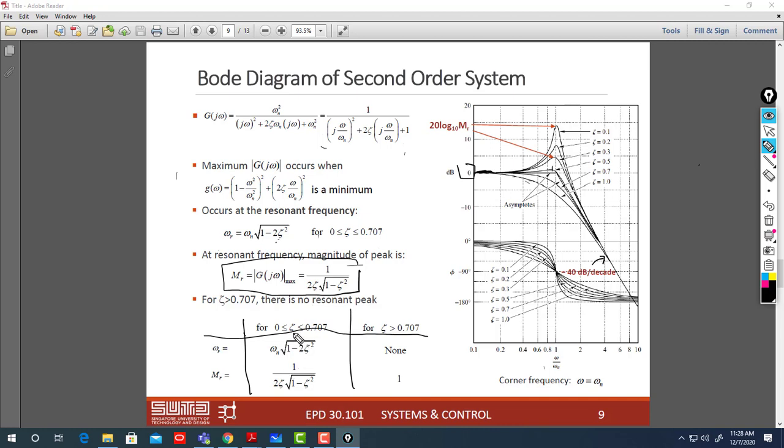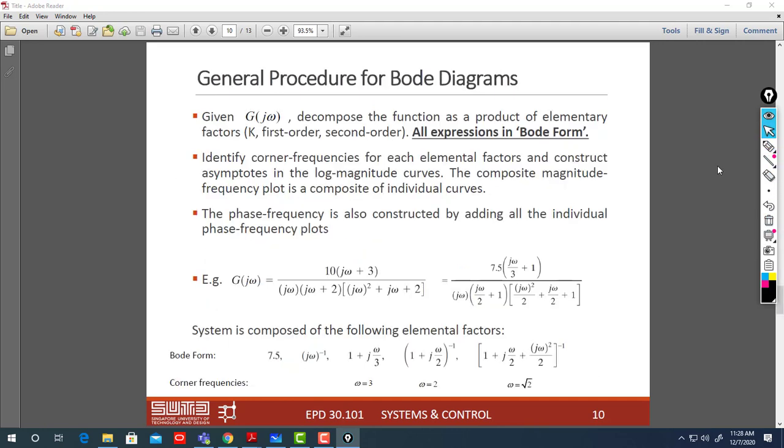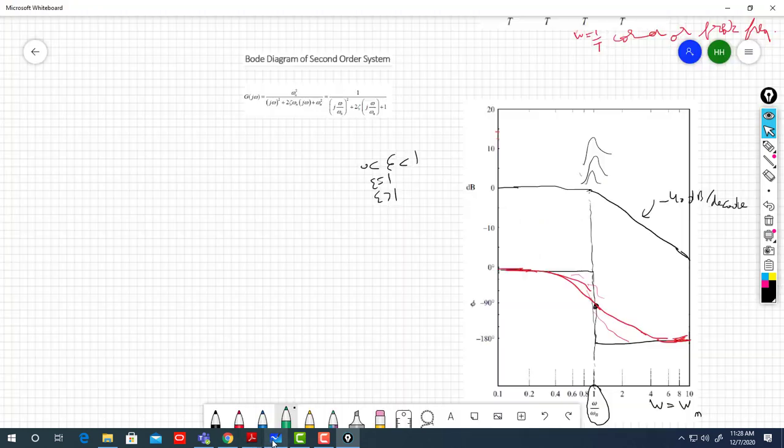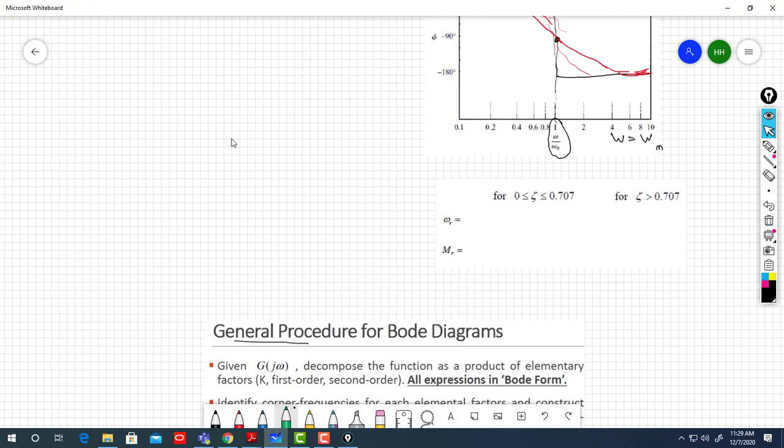Otherwise, between 0 and 0.7, this is the formula that you apply for the resonant frequency and the magnitude of the peak. Good. And again, this is very important for system identification to find the zeta. All right. So last time we tried to solve this together.